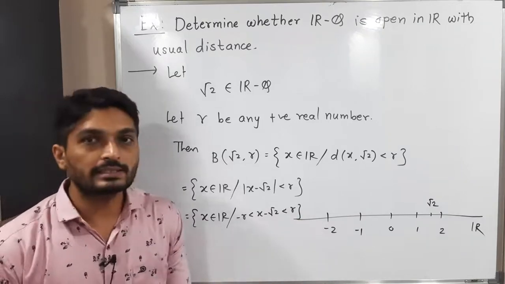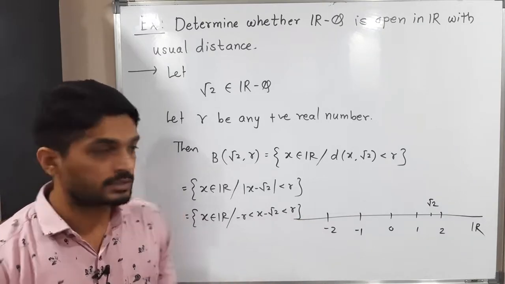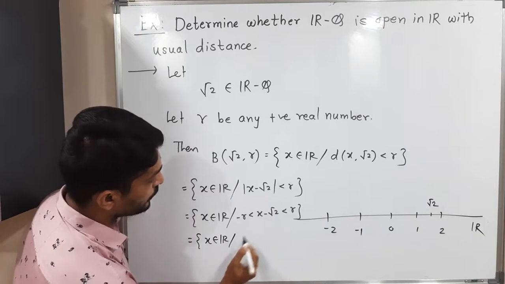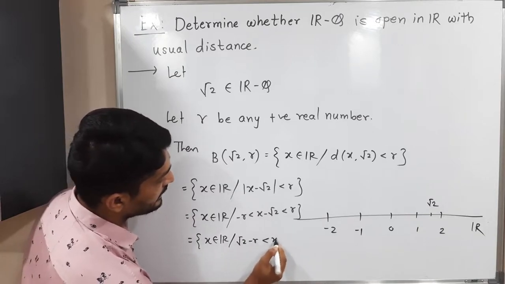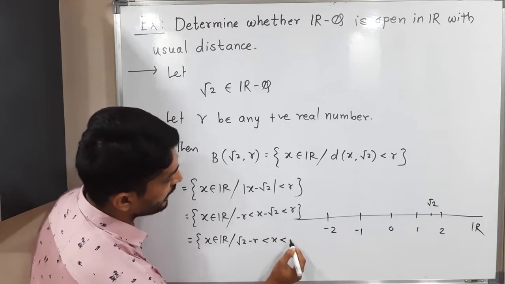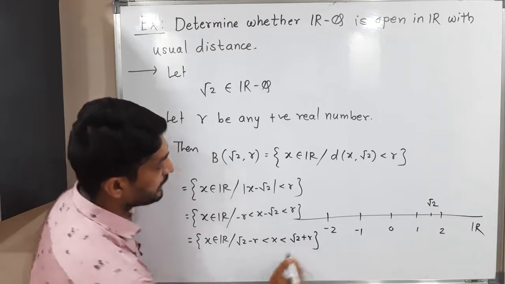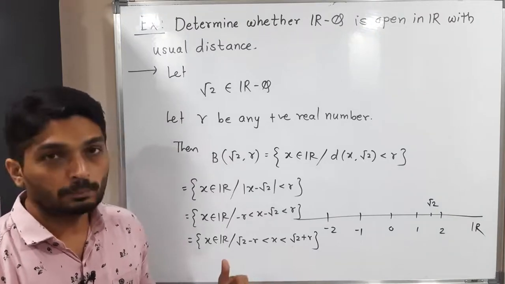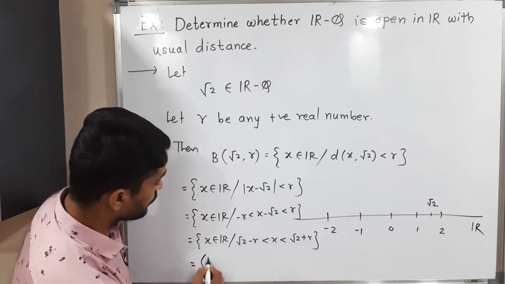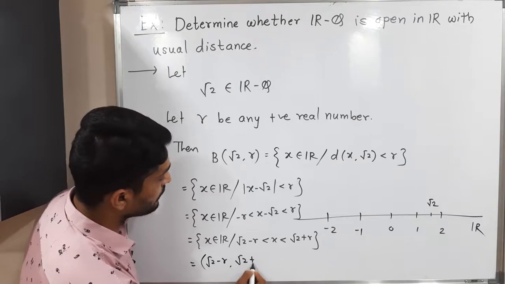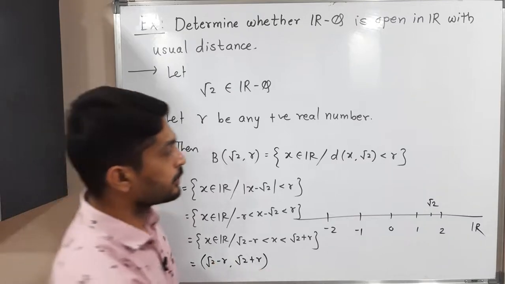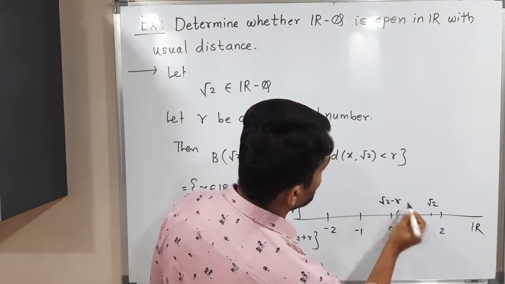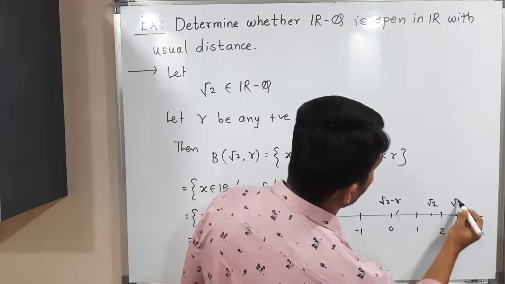I'm sure you can guess the next step. In the next step, I'm going to add root 2 on all sides. So we will have x belongs to R such that root 2 minus r less than x less than root 2 plus r, as the root 2 cancels. That means it contains all real numbers bounded by root 2 minus r and root 2 plus r. So we will have the interval root 2 minus r, root 2 plus r. Let me show it here. This is root 2 minus r, and root 2 plus r will be there.